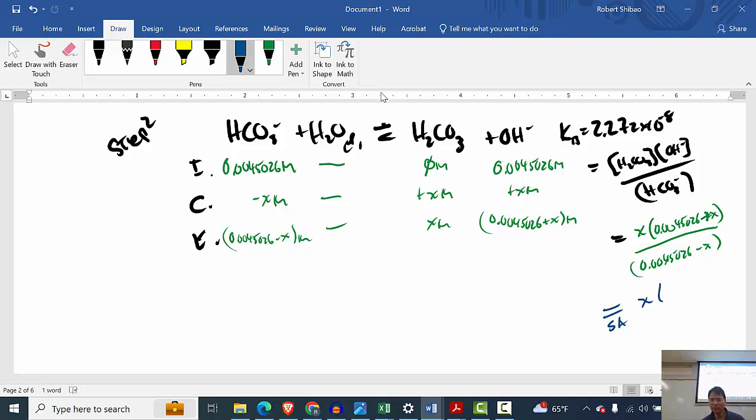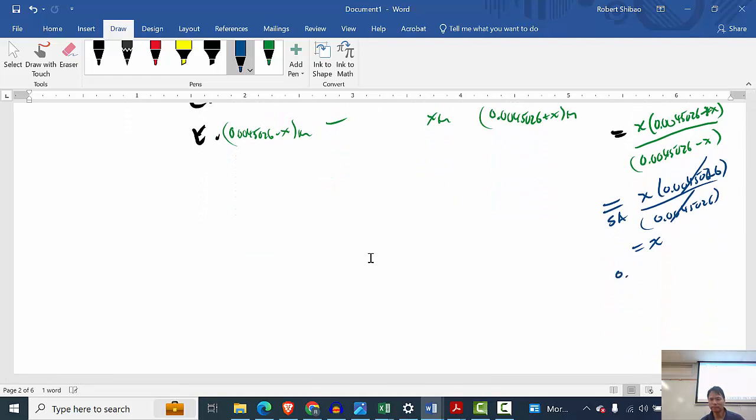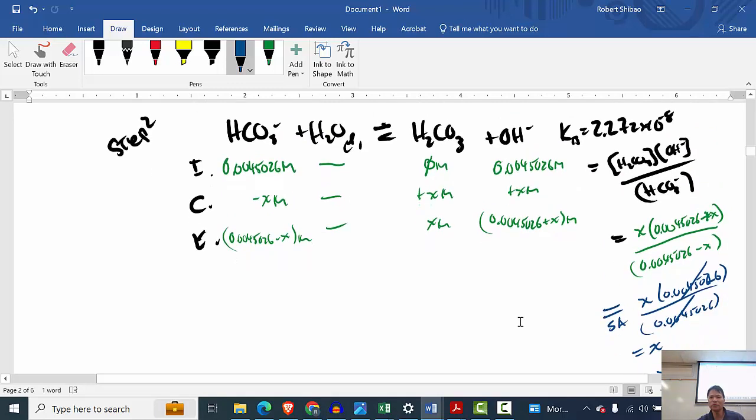And so the binomial on the top, which is 0.0045026 plus X, is just going to simplify to that, and the X is going to drop. The X drops out of the bottom one too, 0.0045026. And so this makes the math very easy because it's just equal to X. So let's take a look at the percent change, which is going to be X over 0.0045026 times 100%. And so X is just the K, what we call the Kb, or the K value, 2.272 times 10 to the minus 8.